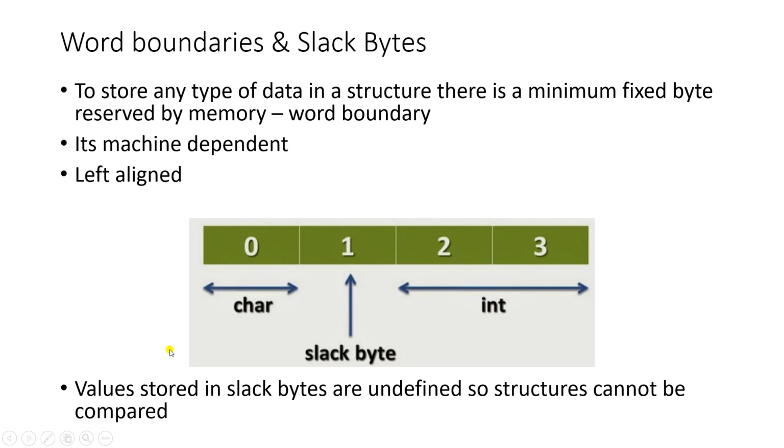You can see that the data stored in this slack byte will be some random number, or you can say it is undefined. So you cannot compare two structures directly, because the data stored in the slack byte area of those two structures will be different. You cannot compare two structures due to this.